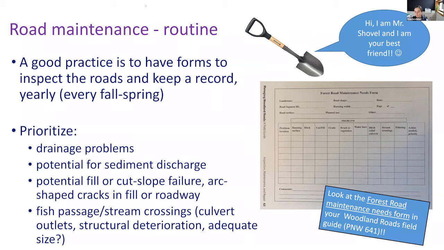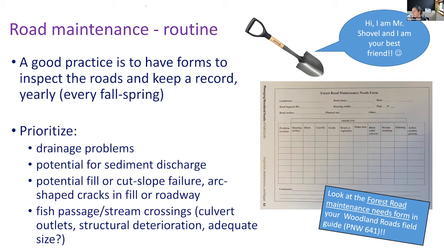Sometimes there are way too many things that need to be done, but prioritizing can be the best way of at least going through the winter if there are way too many problems. And one of them is to prioritize drainage problems, right? We already talked about how important it is to keep water off the roads, off the surface, and into ditches. Any potential for sediment discharge, potential fill or cut slope failures, landslides, arc-shaped cracks or infill of the roadways, and fish passage, right? Stream crossings. John just talked about that and how important it is to have that in working condition when the winter storms are coming in.